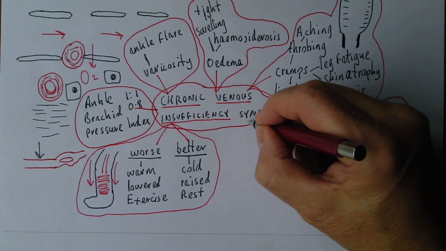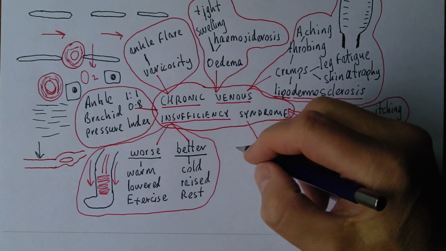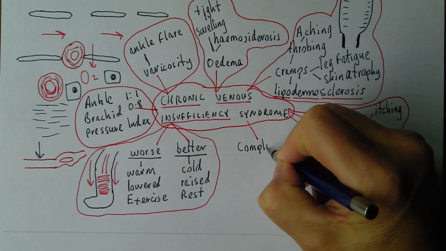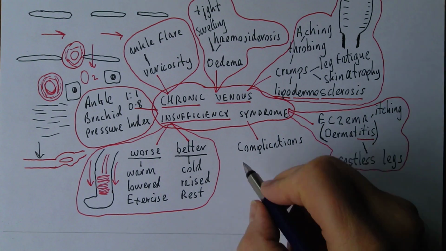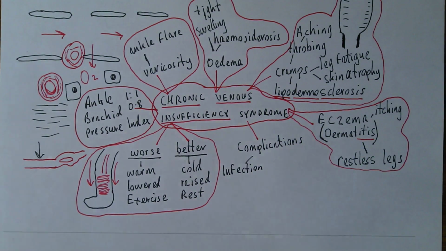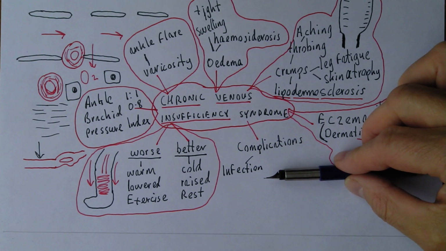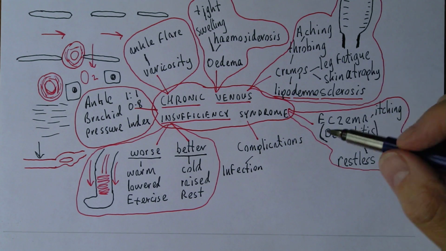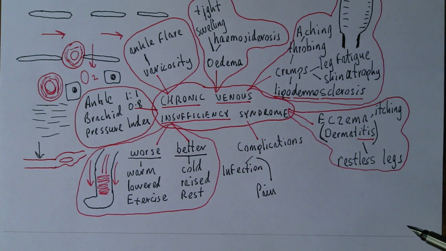Now, venous insufficiency, as well as being unpleasant, is actually a life-threatening condition, or it can be. Because there can be complications. Infection. These patients are much more prone to infection. Cellulitis can be a life-threatening condition. In your patients with chronic venous insufficiency, always maintain a high index of suspicion for the development of infection, because it can be life-threatening. Pain, I think, I'll include that as a complication.